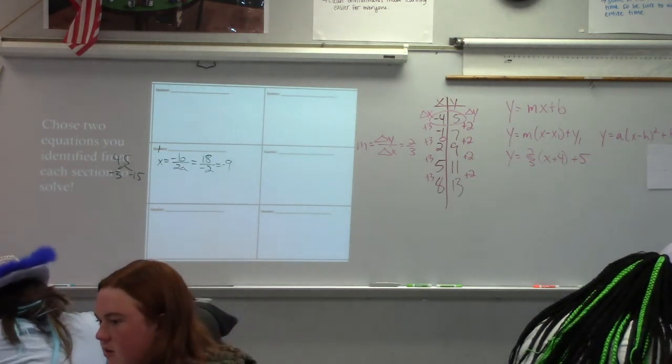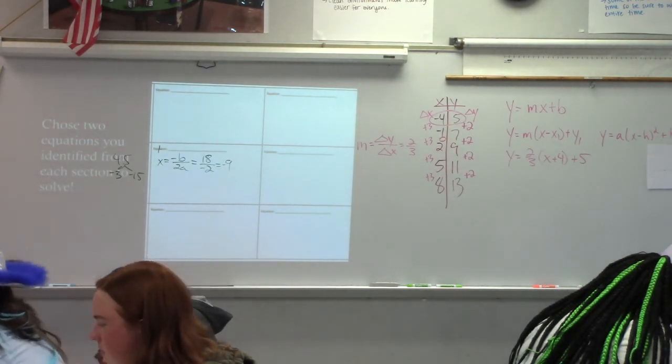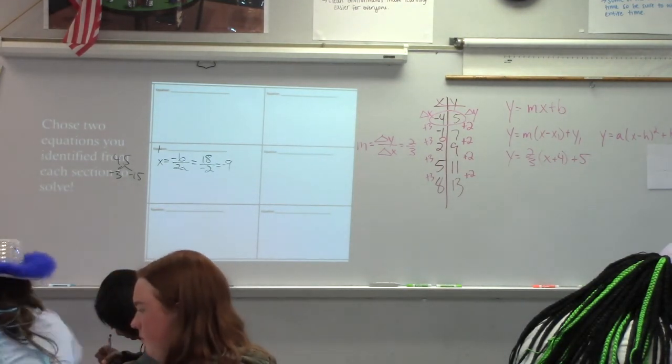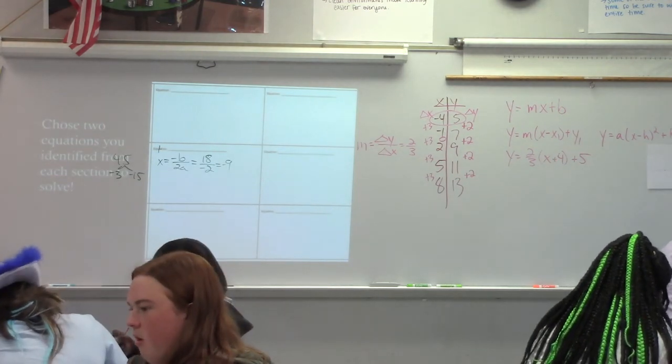Put everything underneath the radical in the calculator. So just put all of that in the calculator. And then just give it that square root.